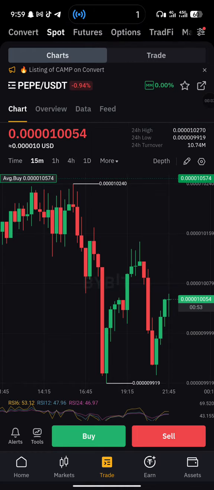Today we'll be looking at how you can simply trade with 10 USDT at a very good time and make a profit for yourself.